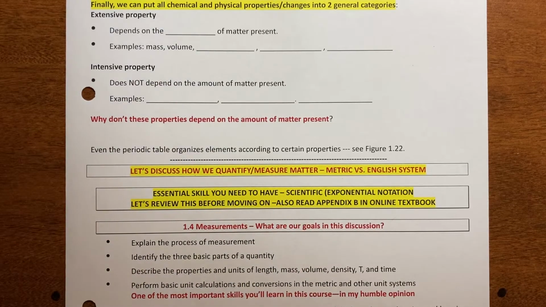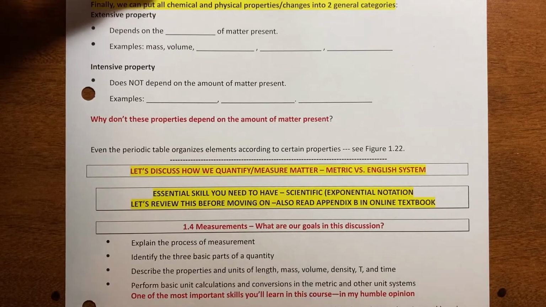So it's not covered in your chapter, but you need to know how to express and understand things in scientific notation. So I want to just review that before moving on. This is in Appendix B of your online textbook as well.